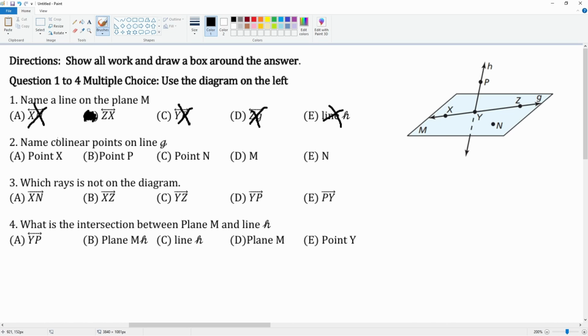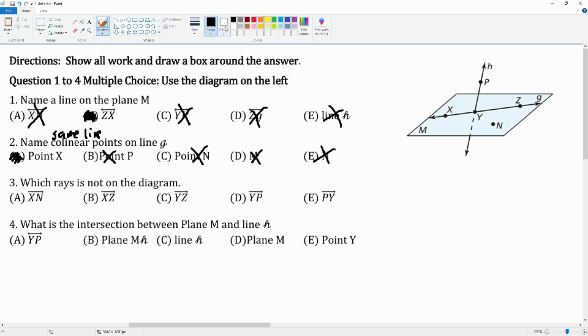Name a point collinear. Collinear means same line. That is on line G. So name a collinear point on line G. Point X, that is correct. That looks good. Point P, nope, that is going up. Point N, nope, that's on the same plane though. M is the plane, N is not even a point. So the answer would be point X.